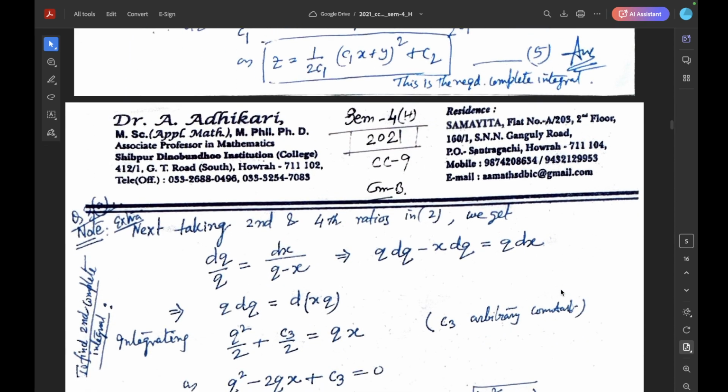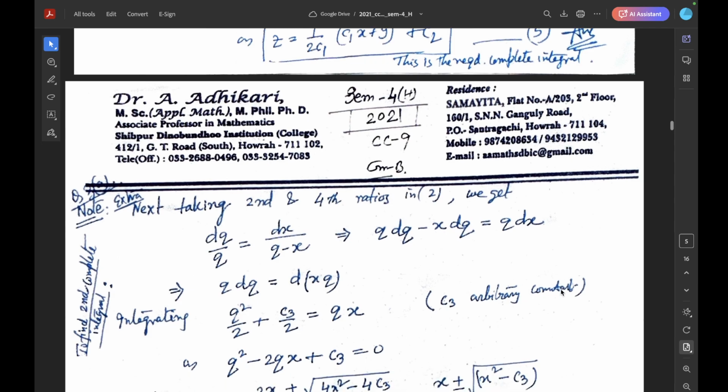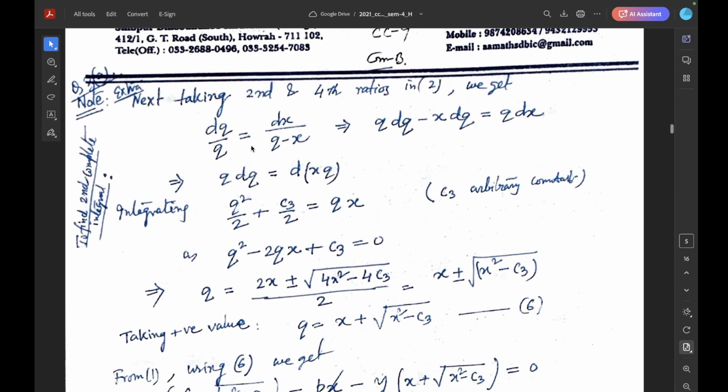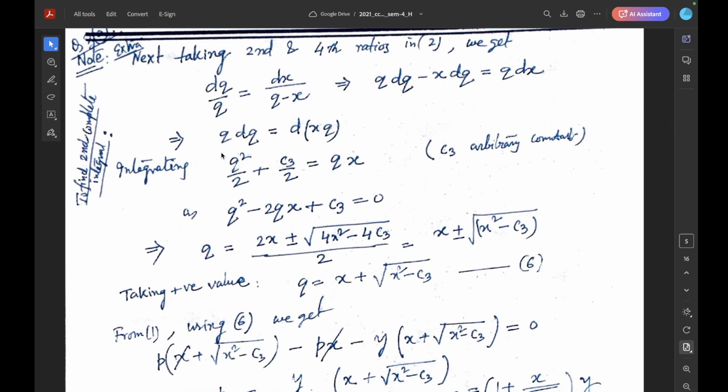Extra, you can get a second complete integral in this way. Taking the second and fourth ratio, we get dq by q equal to dx by (q minus x), which implies q dq minus x dq equal to q dx. So q dq equal to d of (x into q).